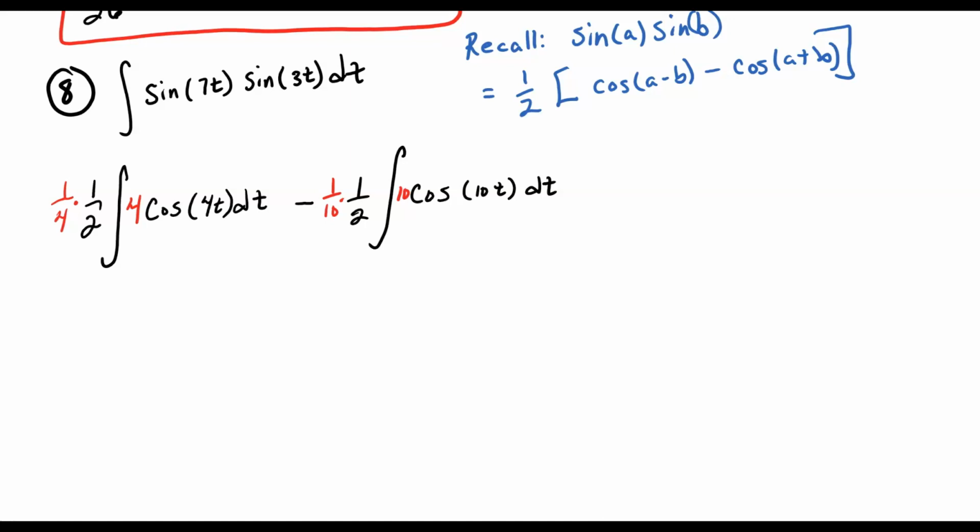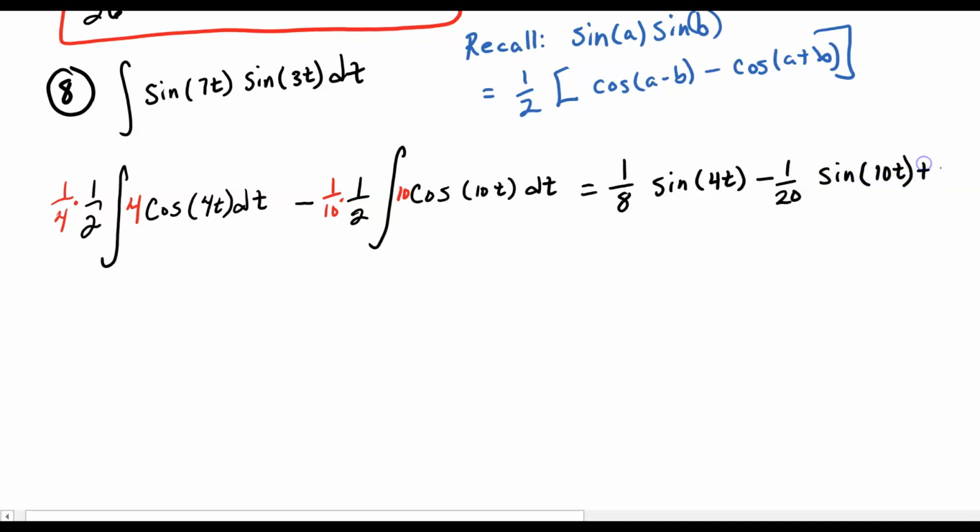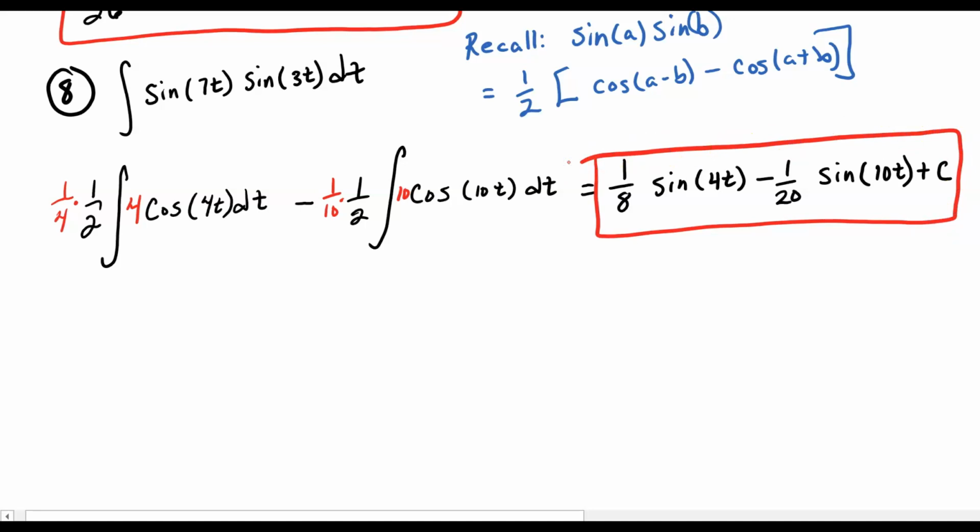All right. So let's see what this looks like. This looks like a 1 out of 8. All right. The integral of cosine is a positive sine, sine of 4t. And then 1 over 20, so minus 1 over 20. Again, the integral of cosine again being sine, but in this case sine of 10t plus c, your constant of integration. All right, really nothing to it. Again, making use of those identities from pre-cal, the product to sum formulas.